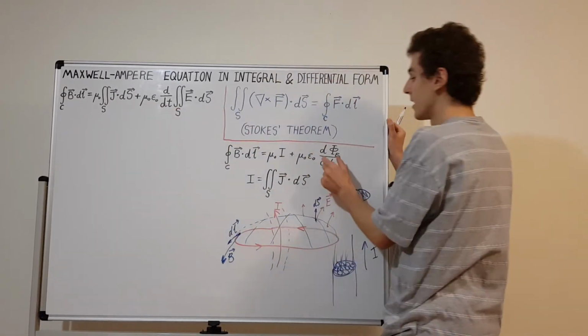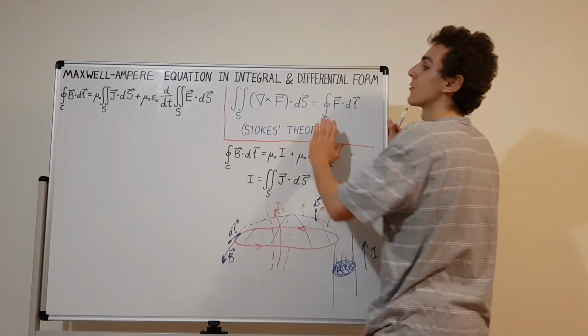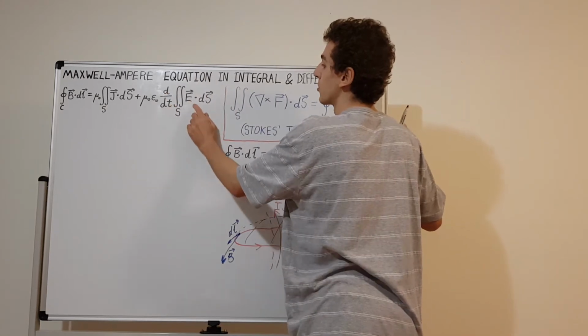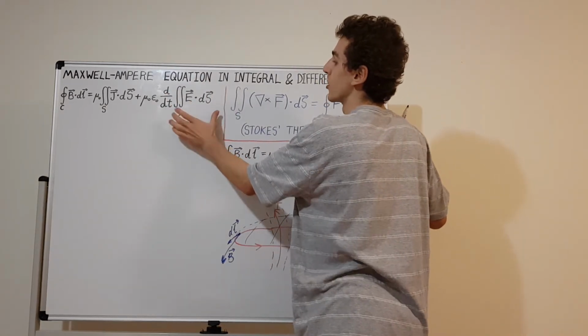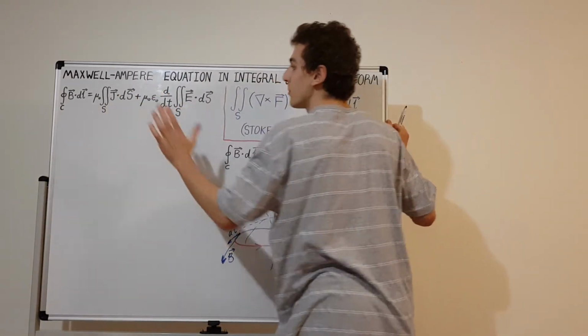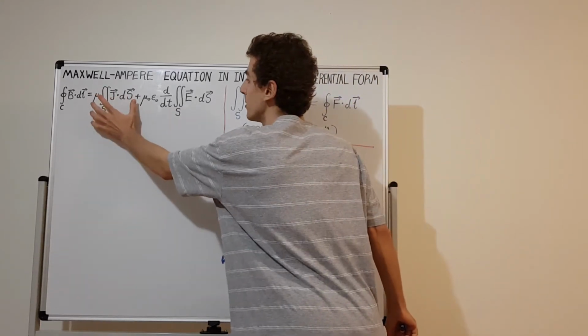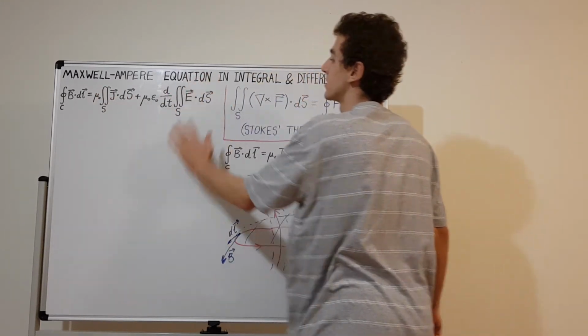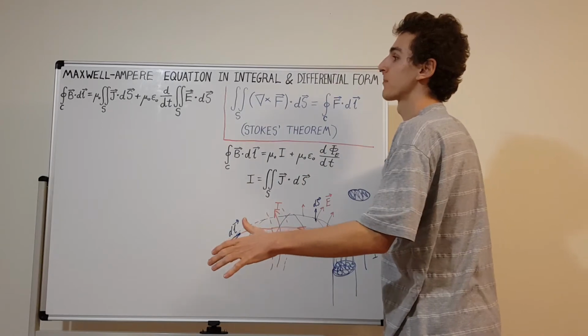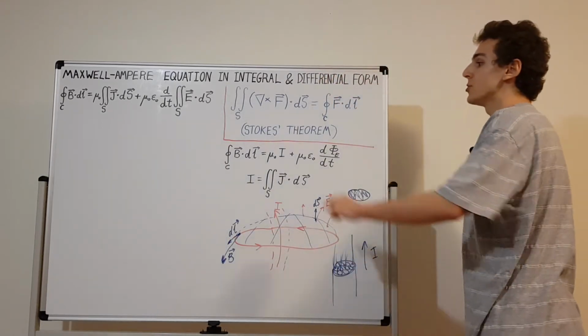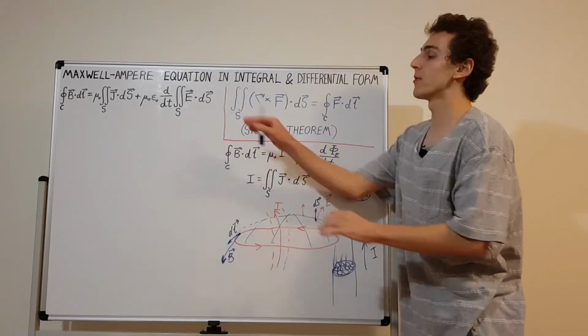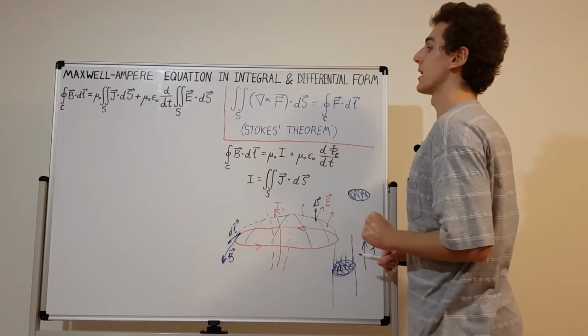And this flux term over here, I've gone in and turned that into the surface integral of the electric field. So we've got the flux and we've got the current. Keep in mind, anytime you see this, this is just current, and this is just the flux through the surface S. Now what we're going to do is use Stokes' Theorem to modify this equation. So we're going to modify the left-hand side.